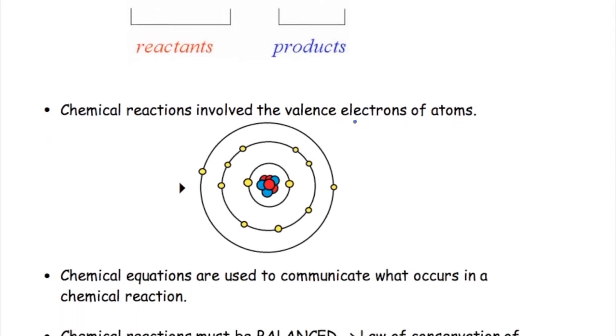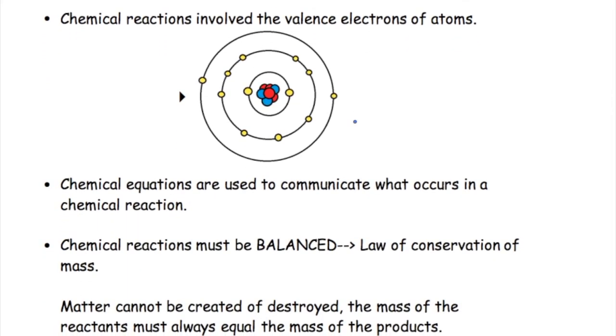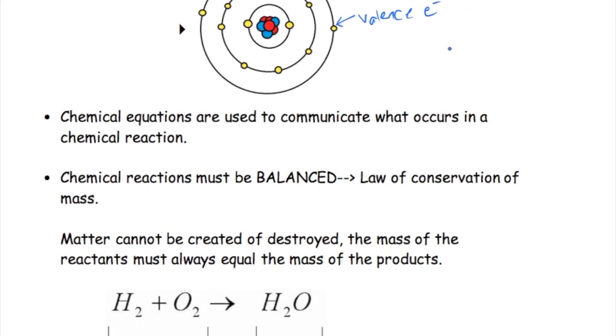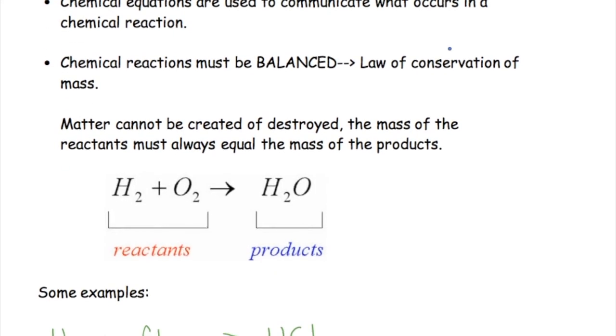Now, chemical reactions, as opposed to nuclear reactions, involve only the valence electrons of atoms. So here, this is a valence electron because it is on the outermost shell, or the valence shell. Now, chemical equations, like the one we've seen, are used to communicate what occurs in chemical reactions.